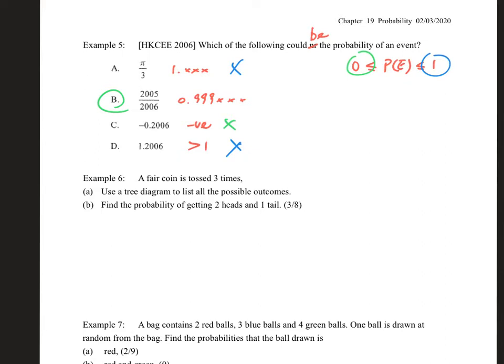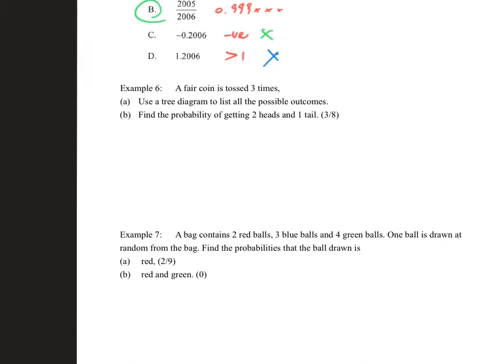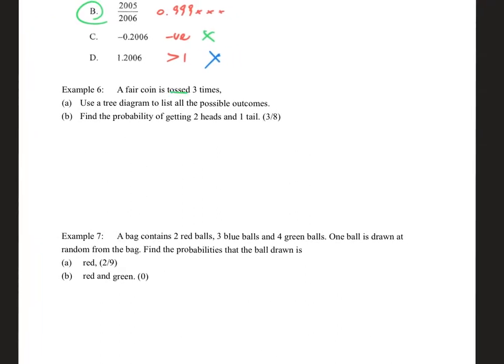Next, we take a look at number 6 to see how we get the probability. First of all, a fair coin is tossed 3 times. That means how many results are there in total? Using the idea of tossing a coin 3 times, each time there are 2 possibilities, so the total possible outcomes will be 8. So in order to answer part B, you should know that the denominator should be 8. We will be talking about it later.